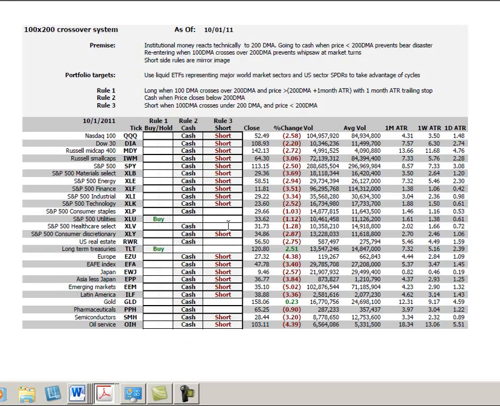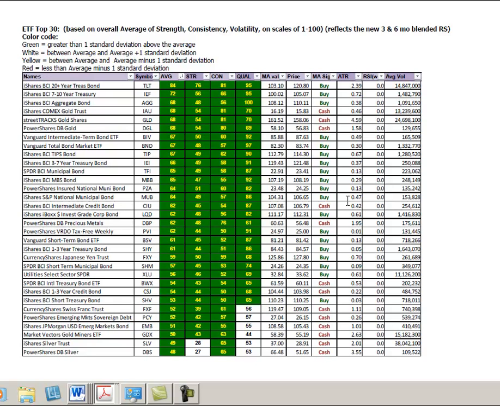The 100 by 200 crossover system has buy signals in utilities and treasuries, and most everything else being short, based on longer-term technical characteristics of the 100 and 200-day moving averages. Top 30 from the ETF2 database, dominated by interest earning ETFs, gold and silver, precious metals, and that looks to be just about it. No equities appearing in there anywhere except for the utilities, XLU.